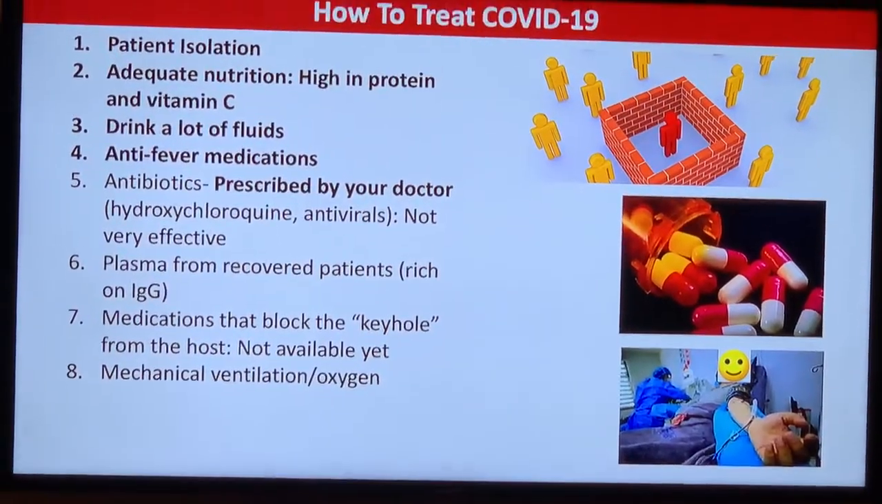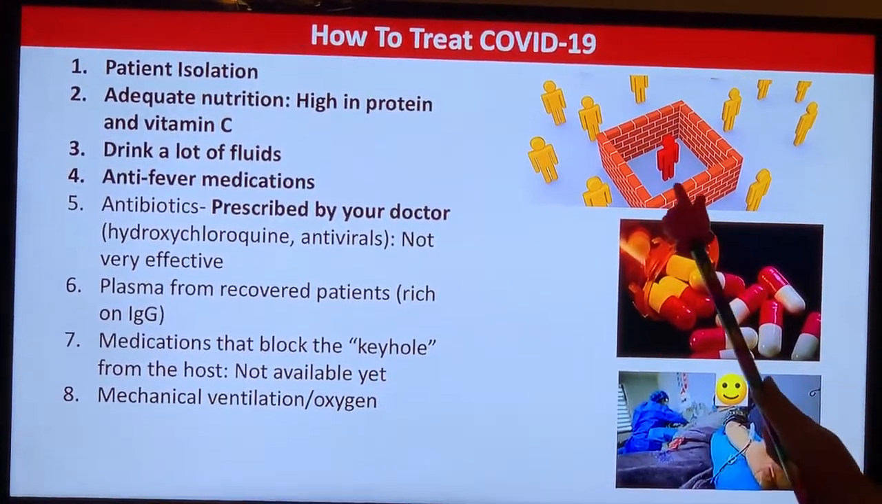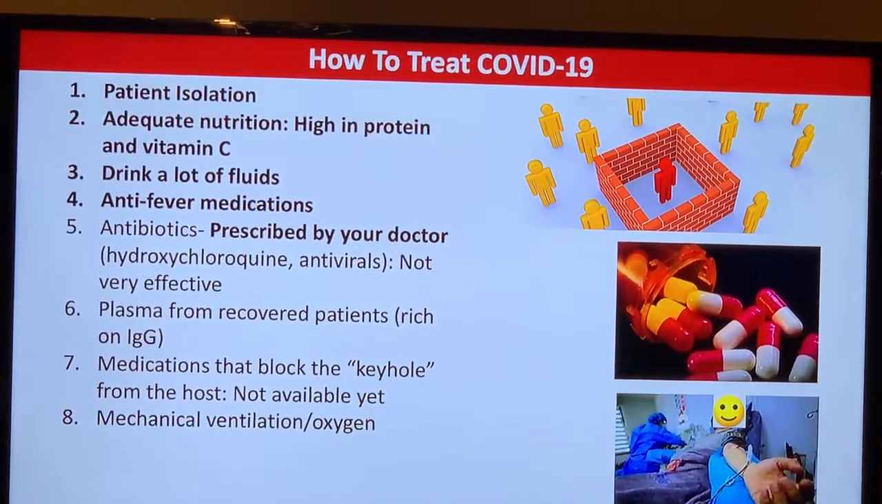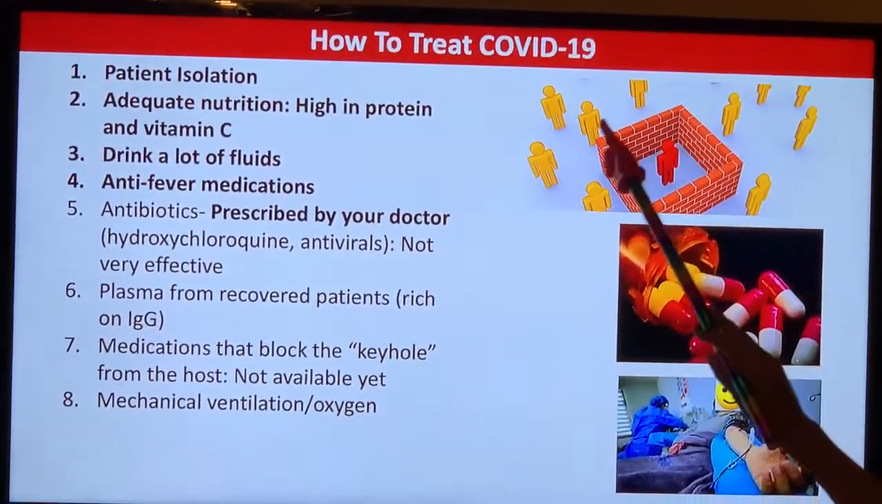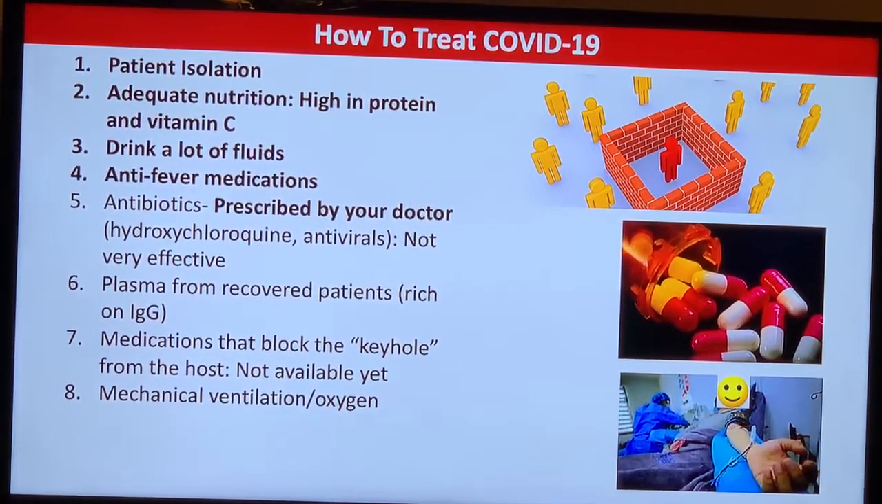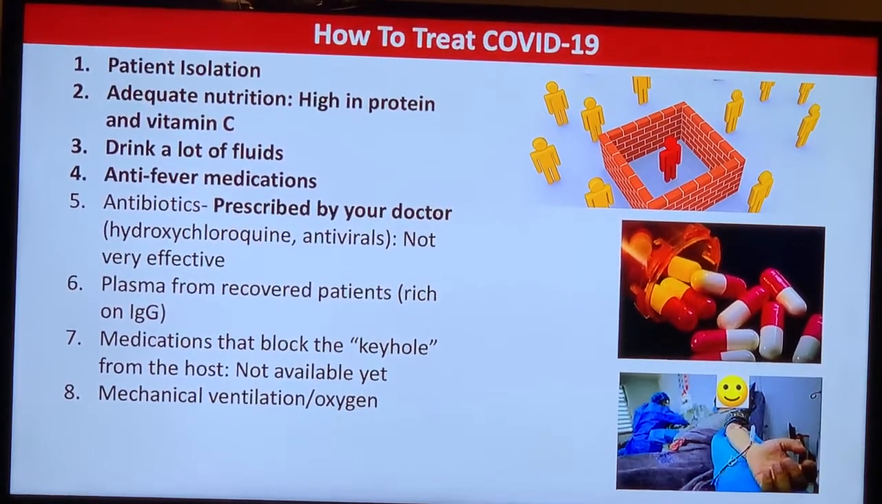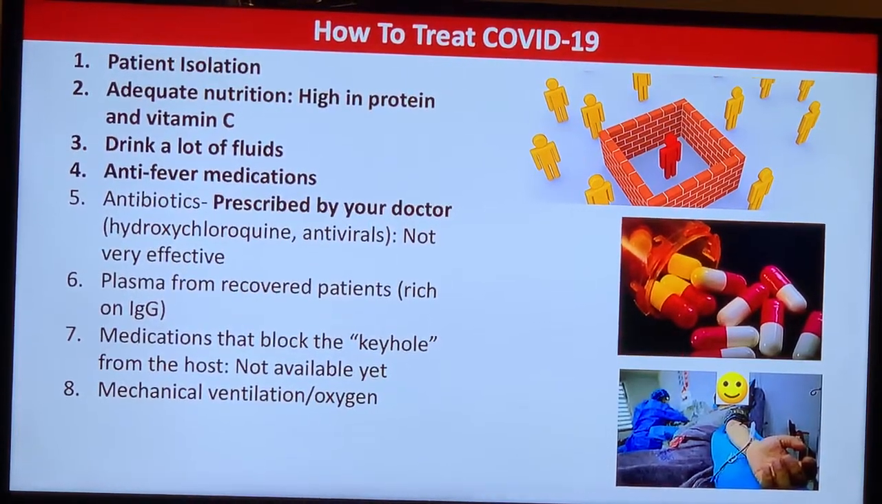Now, how to treat COVID-19. Patient isolation. So this red person in the middle should be you. You don't want to be like any of these yellow people. Adequate nutrition, high in protein and vitamin C. This helps your immune system to be stronger, so then you can defeat the virus.